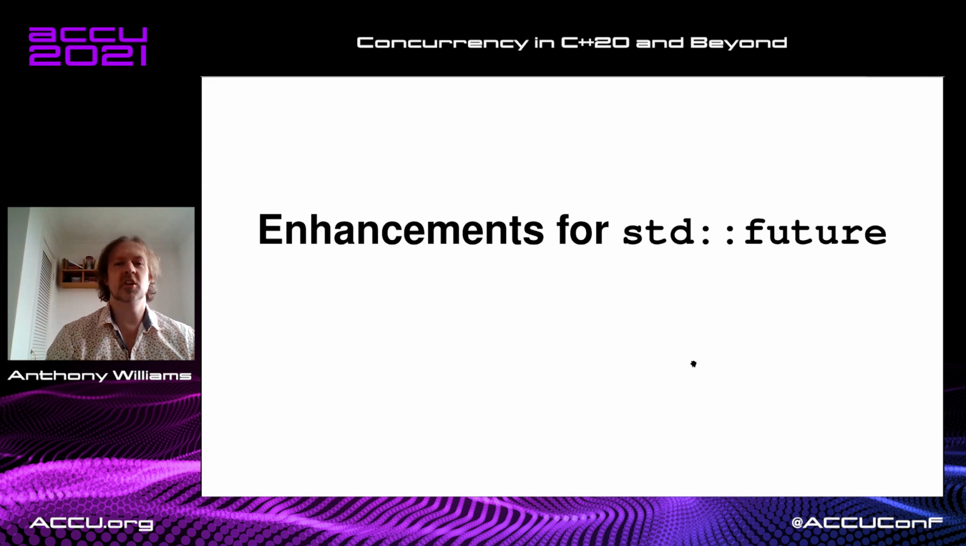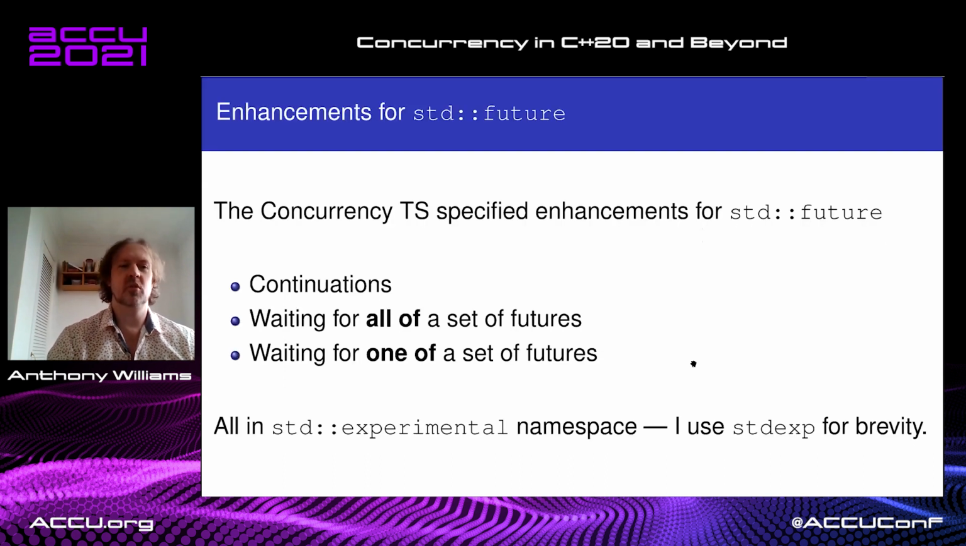So, enhancements to futures. The Concurrency TS, which has now been out for a good few years, does provide potential enhancements. So continuations is the big thing, which I think is probably the most important aspect. It allows you to say, when this future is ready, then I want to do another task, and I'll get a future back for the result of that task. Alternatively, you might want to wait for all of a set of futures. I've spawned a load of tasks, so when they're all ready, then I want to do something. Or when the first one is ready, I want to do something.